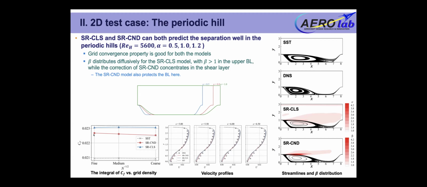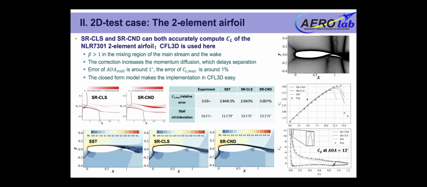However, the beta distributes diffusively for the SR-CLS model, with beta larger than 1 in the upper boundary layer where no separation exists, while the SR-CND gives a very concentrated beta distribution that focuses on the separated shear layer. So the SR-CND model again protects the boundary layer here while having the same accuracy in the separated flows. Now let's look at another 2D test case, that is the 2-element airfoil NLR 7301.